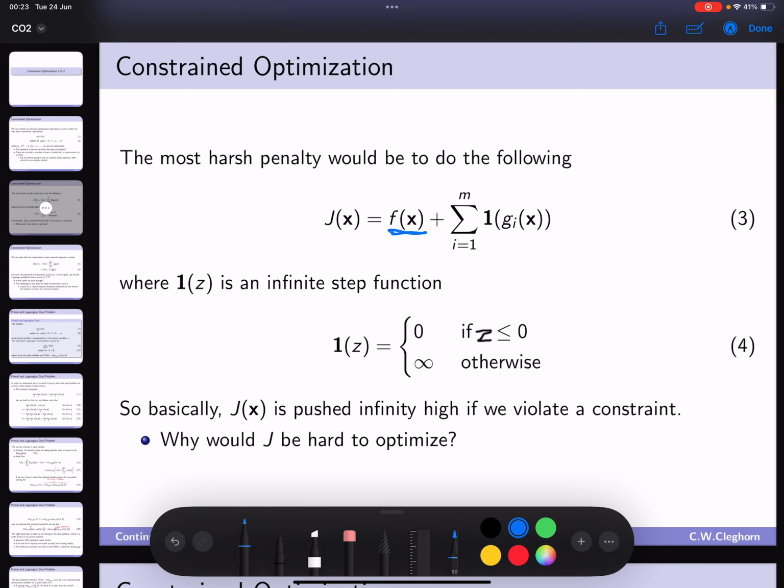J of x is the same as f of x, which is my original function that I want to minimize, plus the sum of an indicator function on all of my constraints. And this indicator function is also called the infinite step function. This says that whenever the input to this function is less than or equal to 0, I output 0. And whenever it's greater than 0, I output infinity.